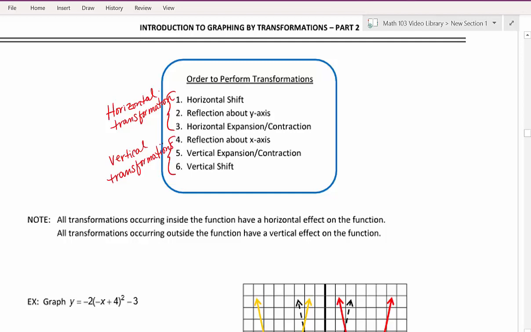If you do not go in the proper order, you will not get the correct graph in the end. So it's really important that you study to remember these 6 transformations in order. As I've mentioned several times in part 1 and also this video, all transformations occurring inside the function have a horizontal effect on the function, while all transformations occurring outside the function have a vertical effect on the function.